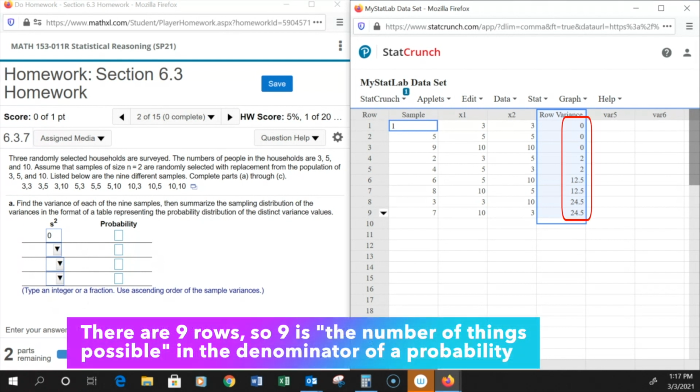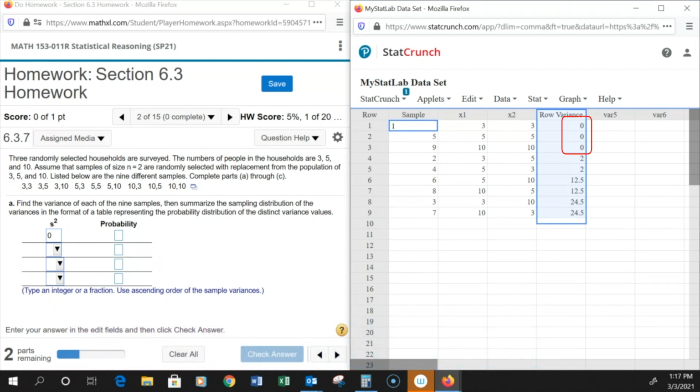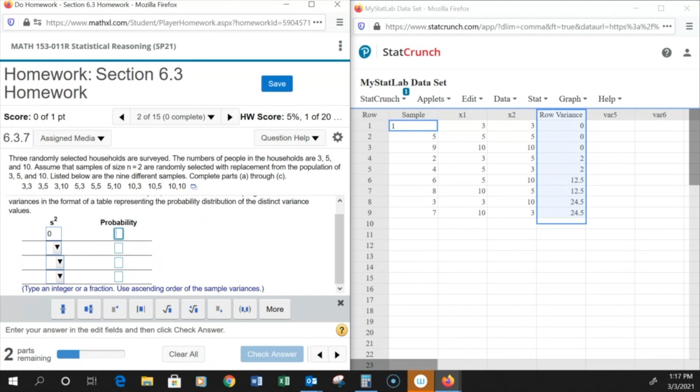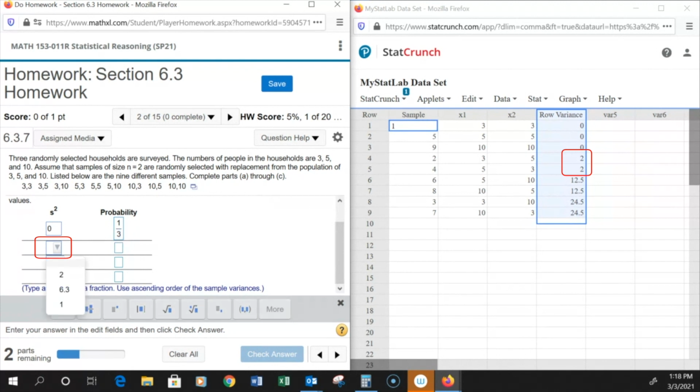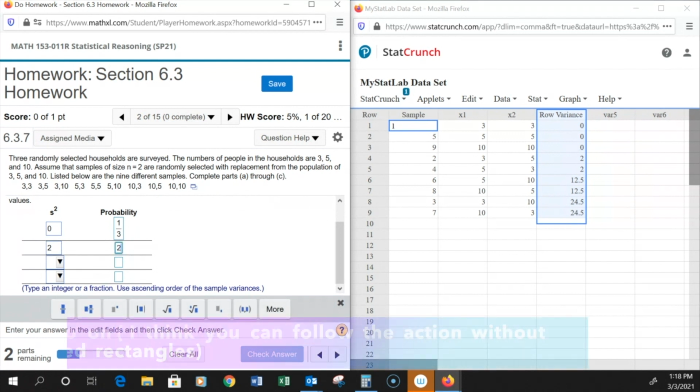And I say, it looks to me as though there are 9 rows, and I think that 3 of these are zeros. So 3 out of 9, that feels like the probability to me. And we could put in 3 out of 9 if we felt really, really mathy. We could even reduce that fraction and say 1 out of 3, and that feels good. The next one is 2. So a variance value of 2, and there are 2 appearances of 2, and 2 out of 9 doesn't reduce at all. It's 2 out of 9.